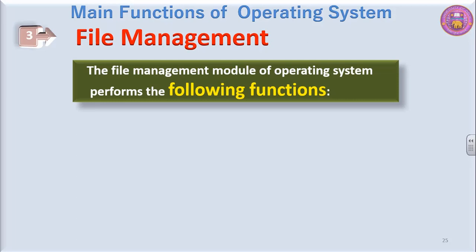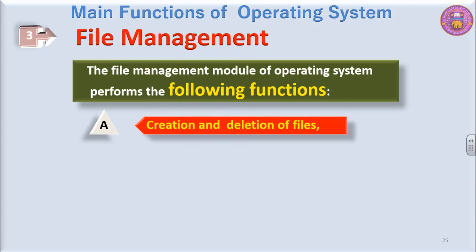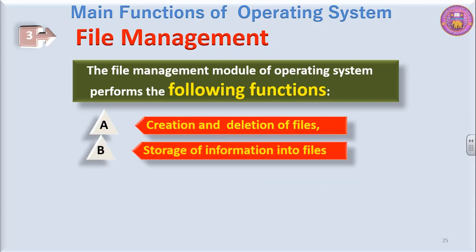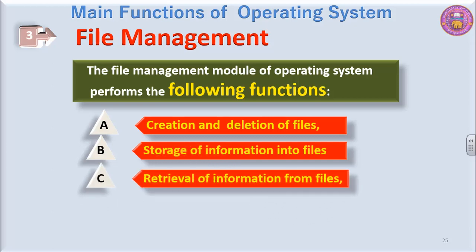The file management module of the operating system performs the following functions. It can create and delete files. It means in the memory cells, information can be written as well as deleted. Storage of information into files: in these memory cells, information can be stored. Retrieval of information from files: from these memory cells, information can be retrieved by the operating system, and this particular job of the operating system is done by the file management module.